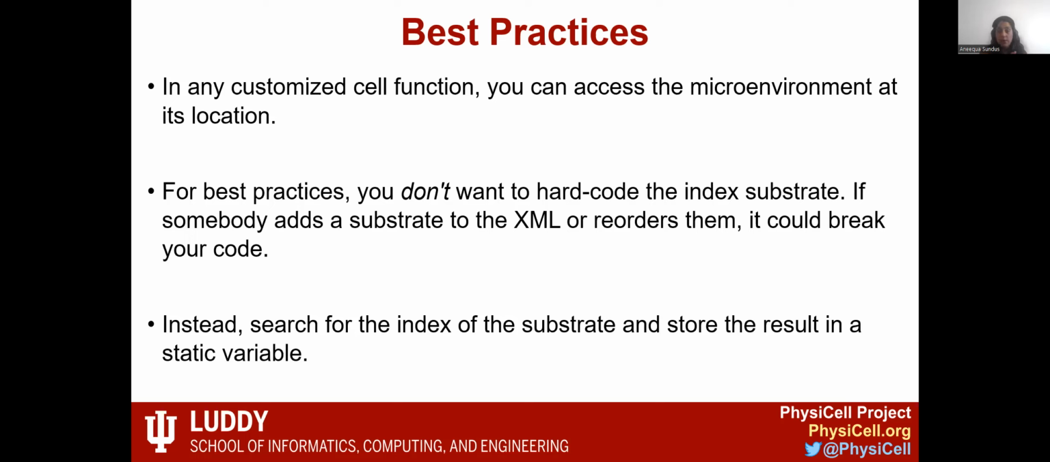The second thing is, for best practices, please don't hardcode substrate indexes, because indexes can change. If somebody deletes or adds a substrate, your substrate indexes can change, and your code will break. So every time, access the substrate index, store it in a static variable, and then use it. The third thing is that behaviors and dictionaries are important. They are good for attaching signals to behaviors, and good for backtracking, when you ask which signal is affecting which behavior.